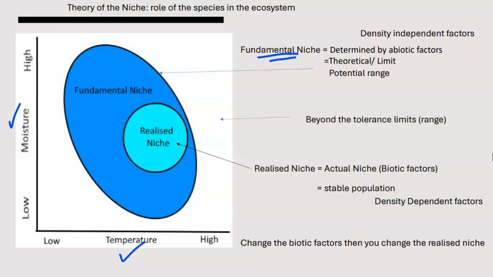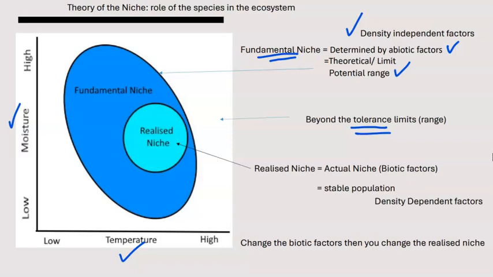It's a potential range that the species can occupy, where there are density independent factors determined by the abiotic factors. Beyond the blue, the species has no tolerance for those conditions and cannot appear there at any time.